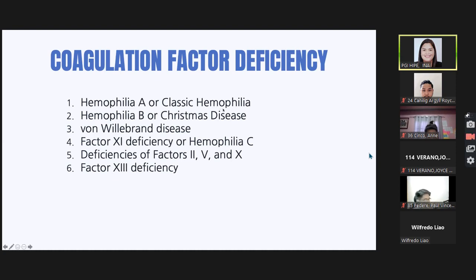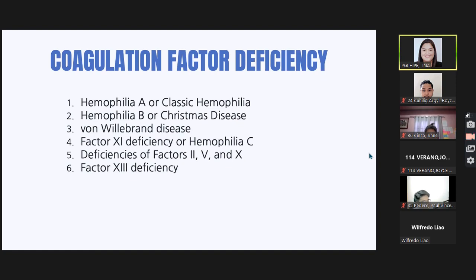In von Willebrand disease naman, this is the most common congenital bleeding disorder. This is characterized by either a defect in quality or quantity of von Willebrand factor molecule. In females, the most common symptom is menorrhagia. There are three classes of von Willebrand disease: type 1, type 2, and type 3.